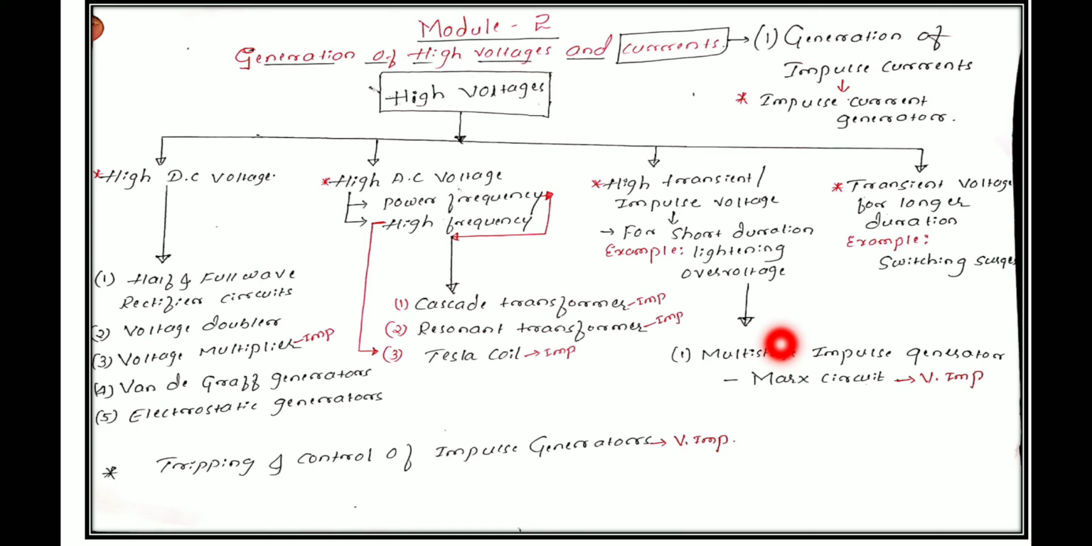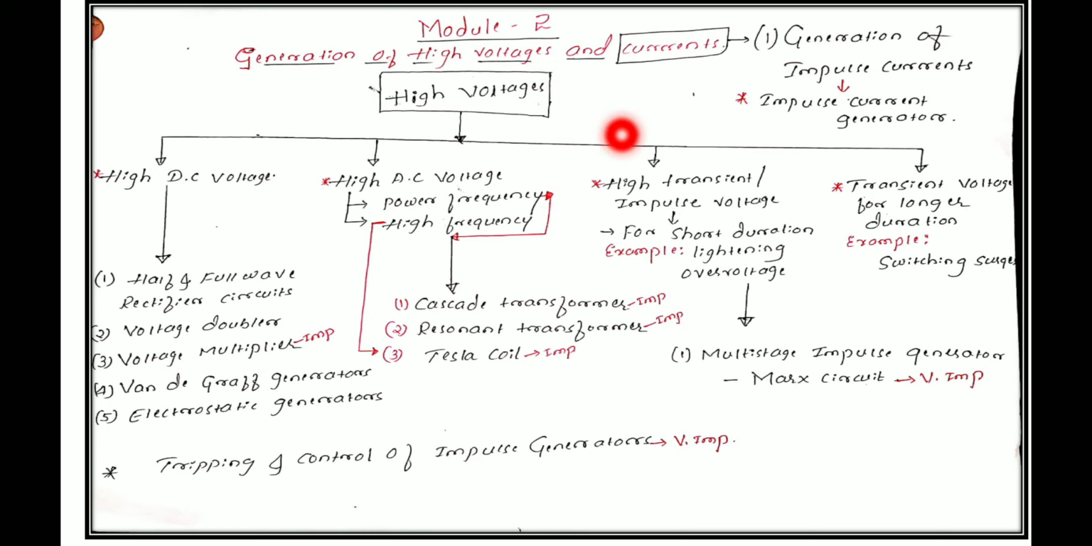So these are all about high voltage generation. One more part is remaining in this module 2: generation of high currents. In your syllabus, they have mentioned only impulse current generation. Impulse current generation is done by using a generator called an impulse current generator. After this, we'll study the tripping as well as the controlling of this impulse generator in module 2. So this will give the clear picture about module 2.